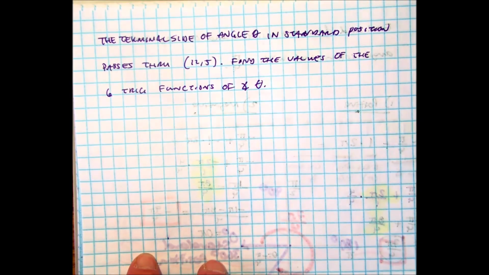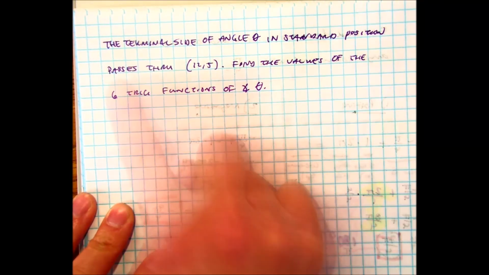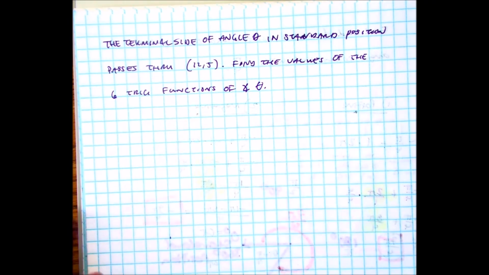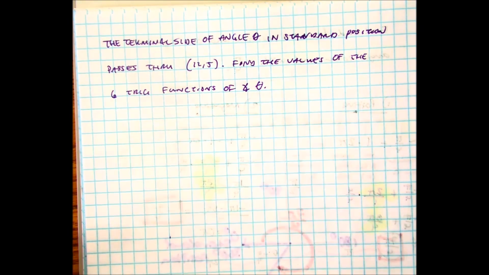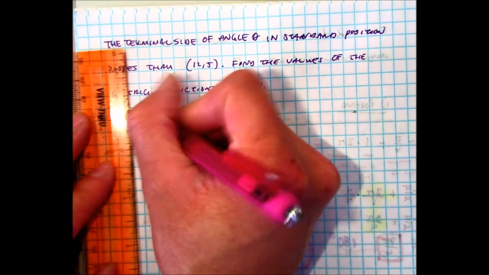Alright, and this problem tells us the terminal side of an angle theta in standard position passes through (12, 5). Find the values of the 6 trig functions of angle theta. (12, 5) is in quadrant 1.